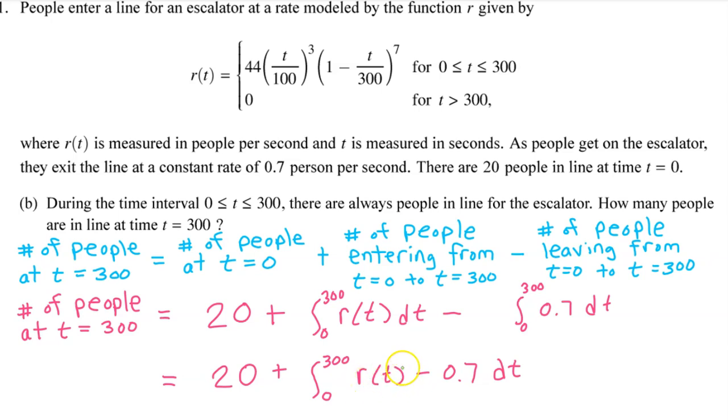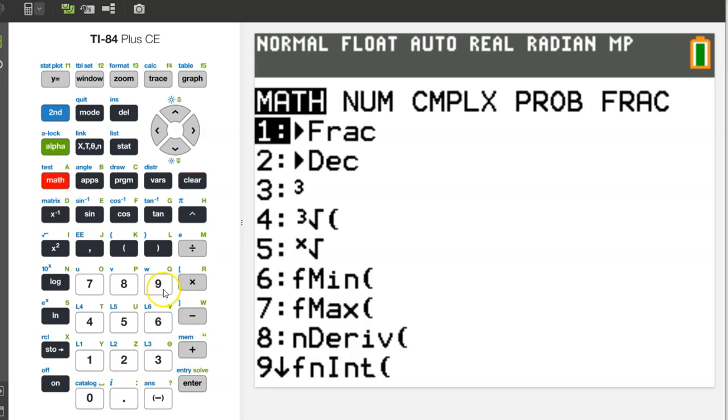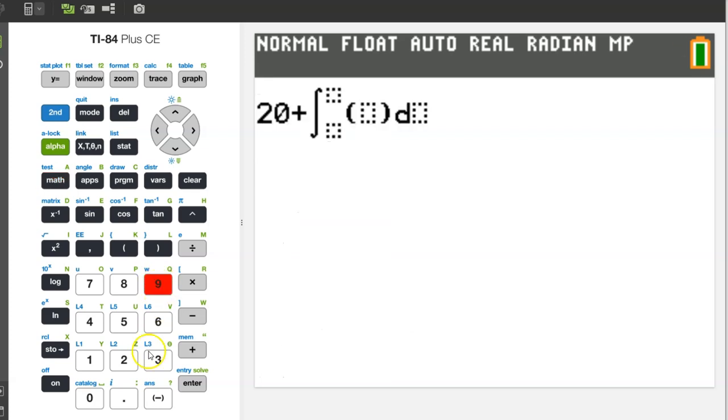remember that we typed r of t into the calculator under y1. So right here, I'm just going to type in y1. So go to a blank screen on your calculator and type in 20 plus. For integral, we do math 9, and we are integrating from 0 to 300.